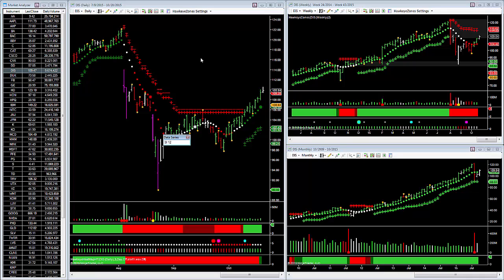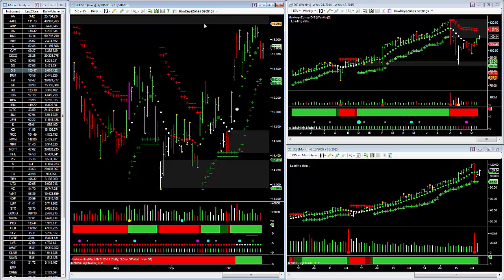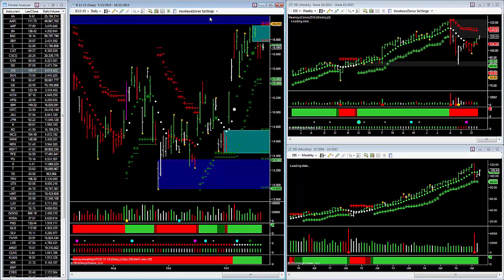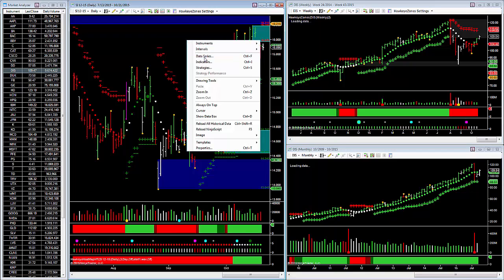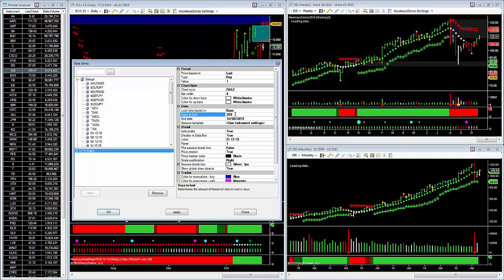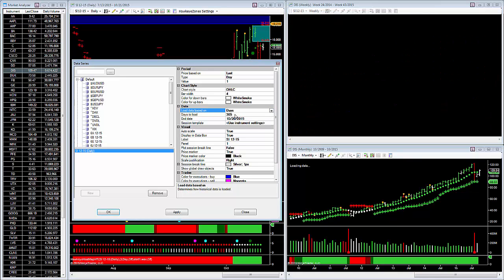Is that on 12 yet? Yep, 12 to 15. So we can actually look back roughly 7 years on our daily. So let's go back and push the time frame back to 7 years or 5,000 days. Okay.